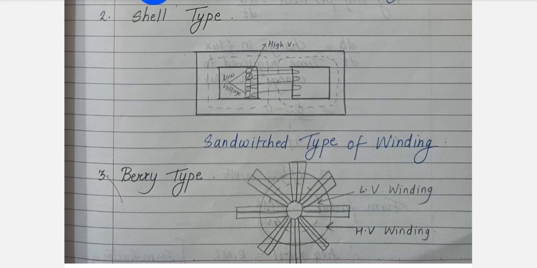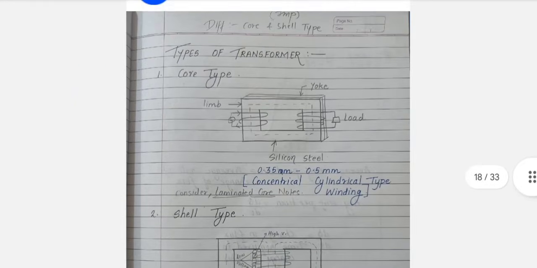Then for berry type, you can see the low voltage and high voltage windings are arranged in the berry pattern, okay. There is not much description for berry type. The main important types are core type and shell type, okay.